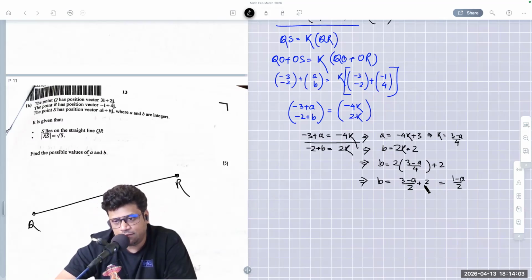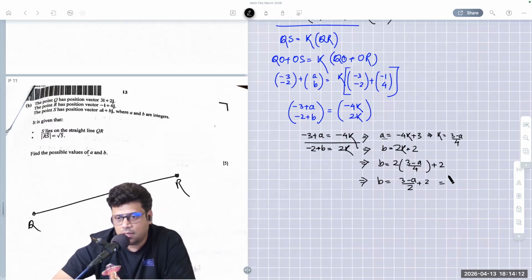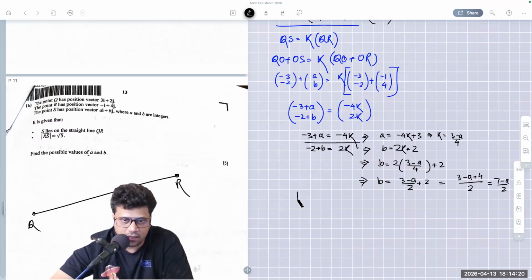If you take the LCM here, it's going to be (3 minus A plus 4) by 2. That's (7 minus A) by 2. That's what B is going to be: (7 minus A) by 2.